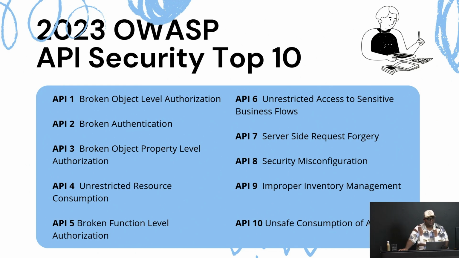Then unsafe consumption of APIs. This is where we talk about using third-party APIs. So if you have a security posture, ensure that the third-party APIs that you are using in your system are secure to the same standards. So that is the list of top 10.